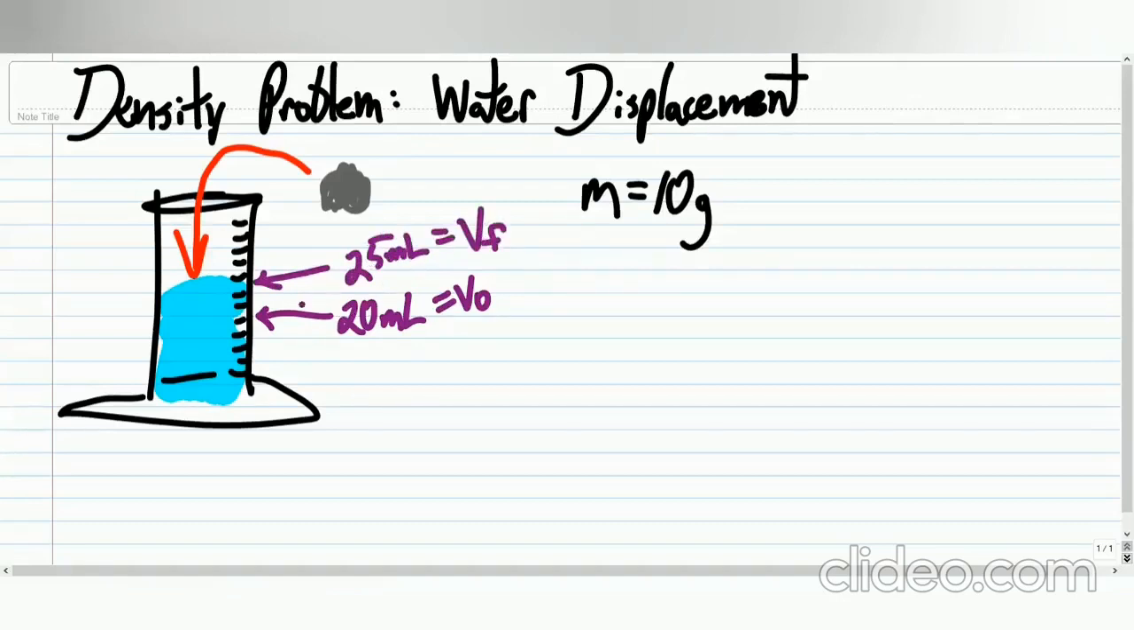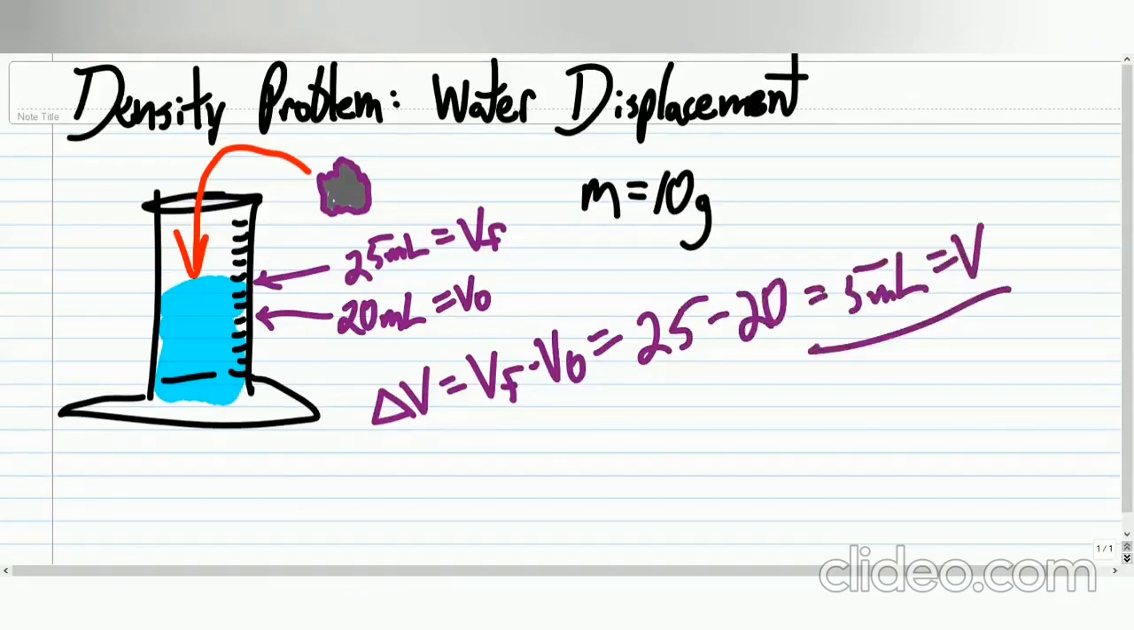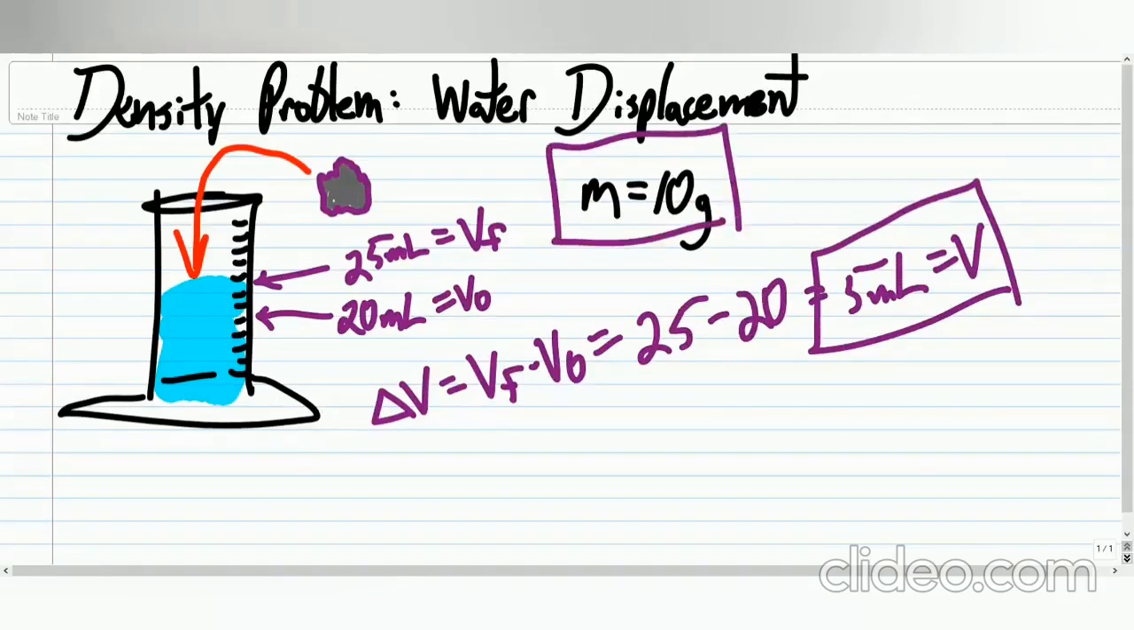So what we need here, to figure out the volume of the rock, the actual size of the rock, is to just take the change in volume, and that's VF minus VO. So 25 milliliters minus 20 milliliters is 5 milliliters. So this is the volume of our rock, and I gave you the mass. So now we can just do our density problem.